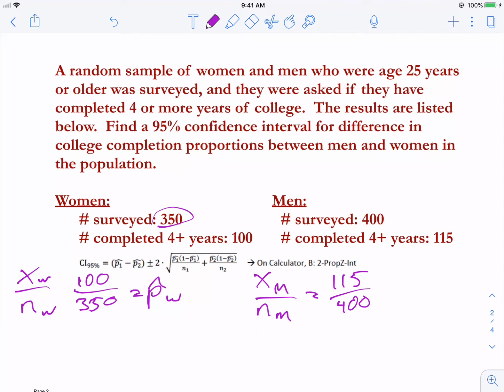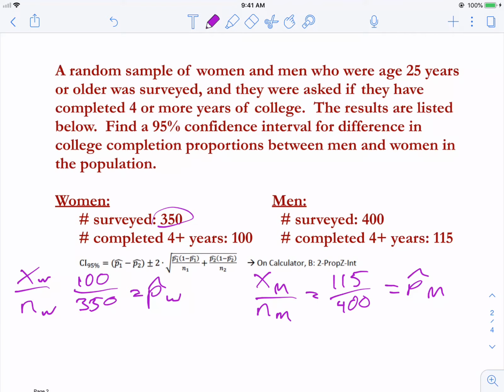Now, again, I mentioned this with the difference of two means. You do not need to have samples that are identical in size to compare them. Obviously 350 and 400 are different numbers. What is important is that they are independent of each other, and that it's not like if you're not in one category, you're in the other category. These two samples were obtained separately from one another. Okay. So this would be the p-hat value for the men.